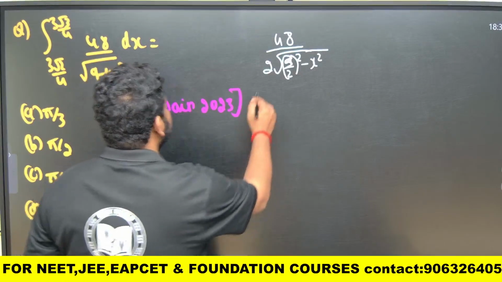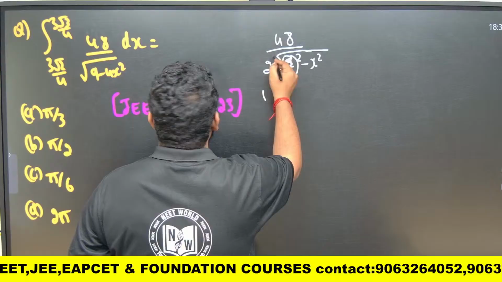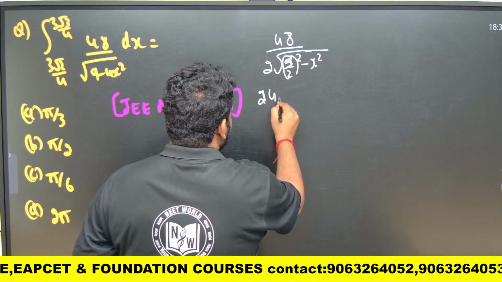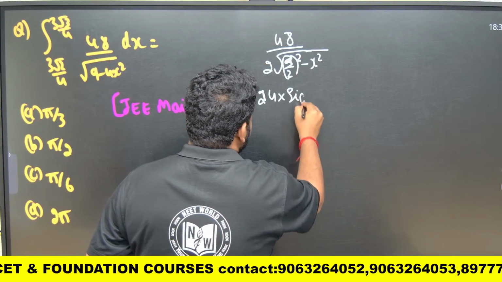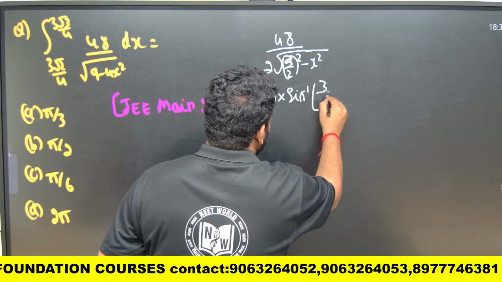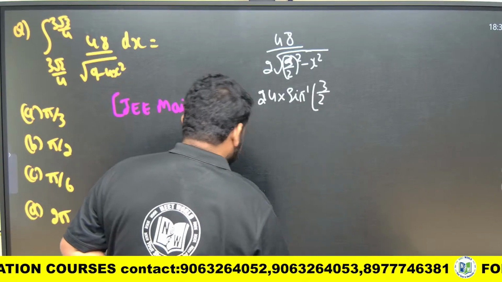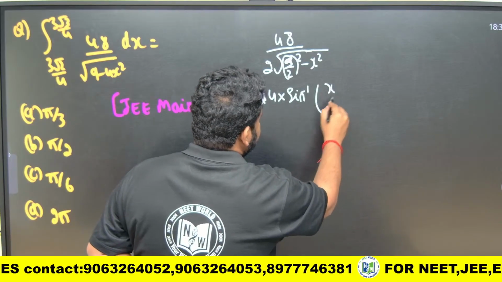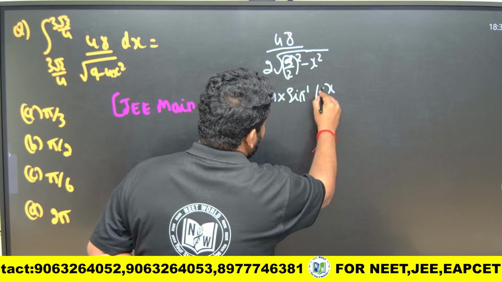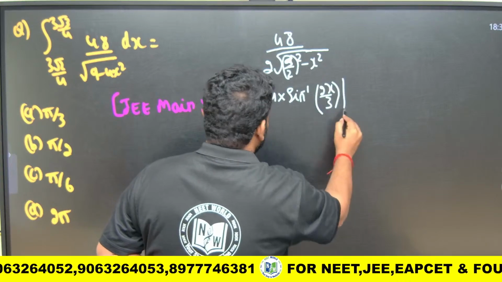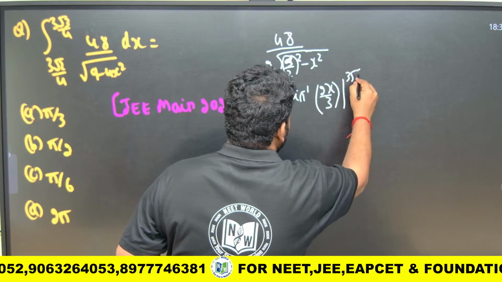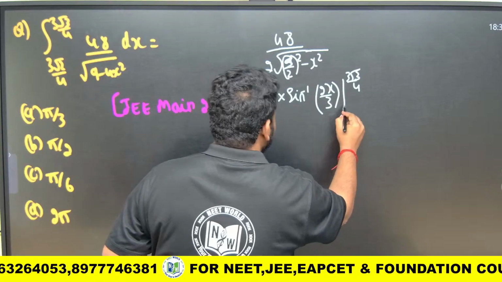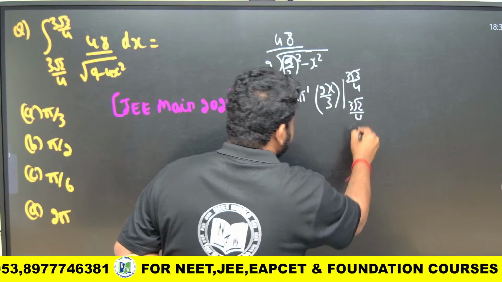So this will become what? 48 by 2, this will become 24, into sine inverse of x by a. Here a is 3 by 2, so sine inverse of x by 3 by 2, that is nothing but 2x by 3. Okay, what is the upper limit? That is 3 times root 3 by 4. The lower limit is what? 3 root 2 by 4.